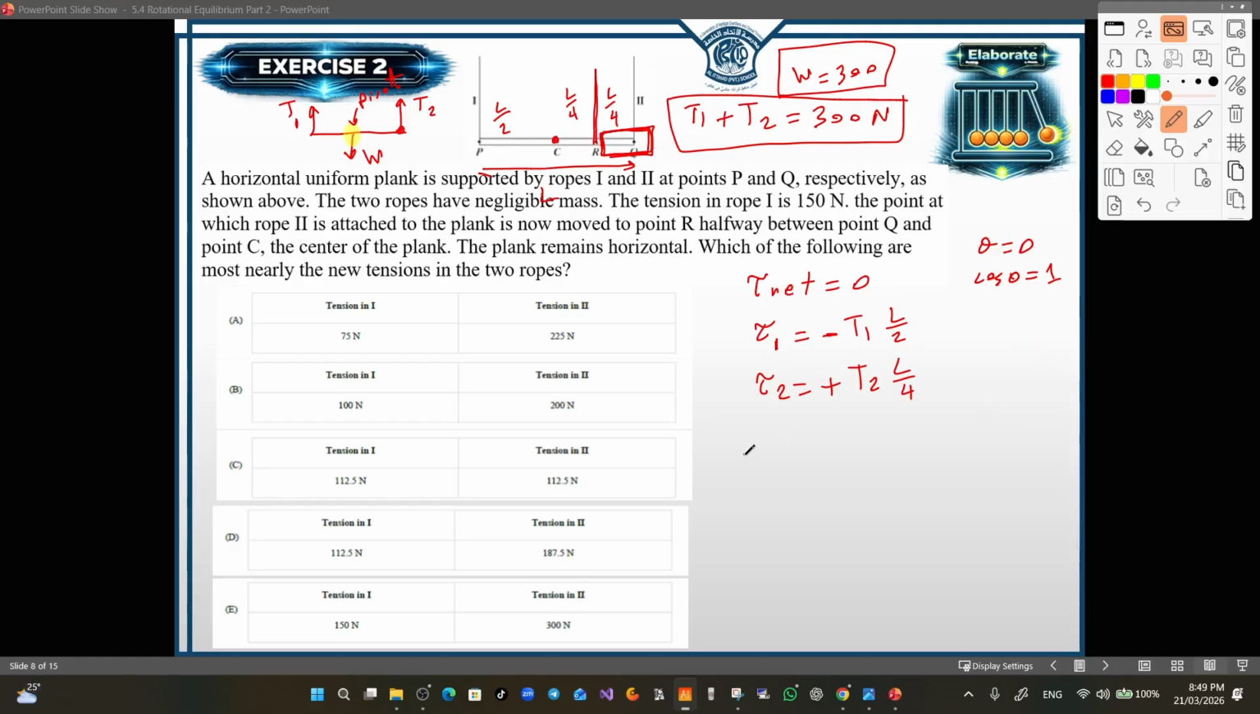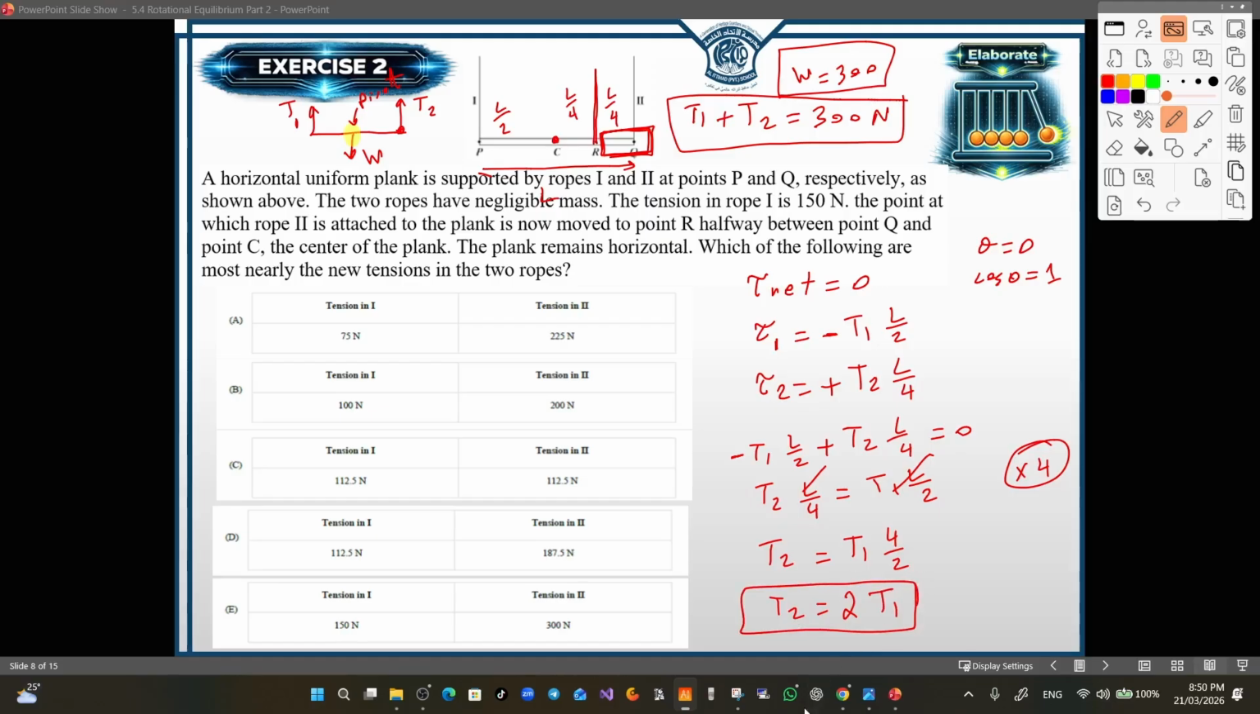Let's apply the net torque. Minus T1 L over 2 plus T2 L over 4 equals 0. Move T1 to the other hand side, so T2 L over 4 equals T1 L over 2. We cancel L with L. We multiply both sides by 4, so T2 equals T1 times 4 over 2, and T2 is twice larger than T1.